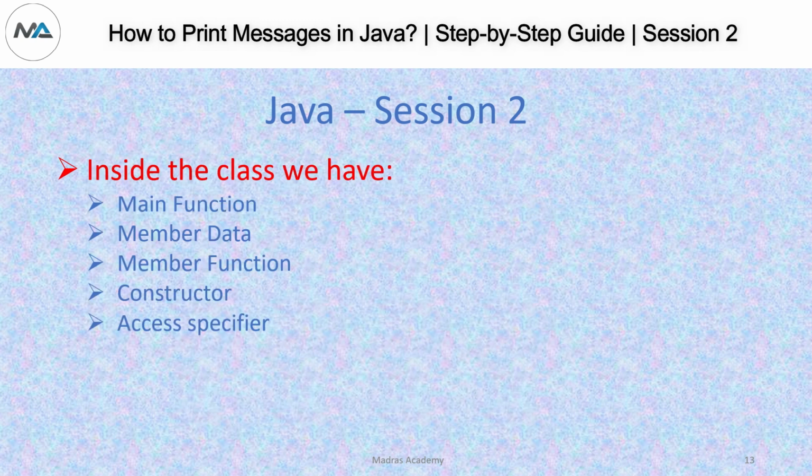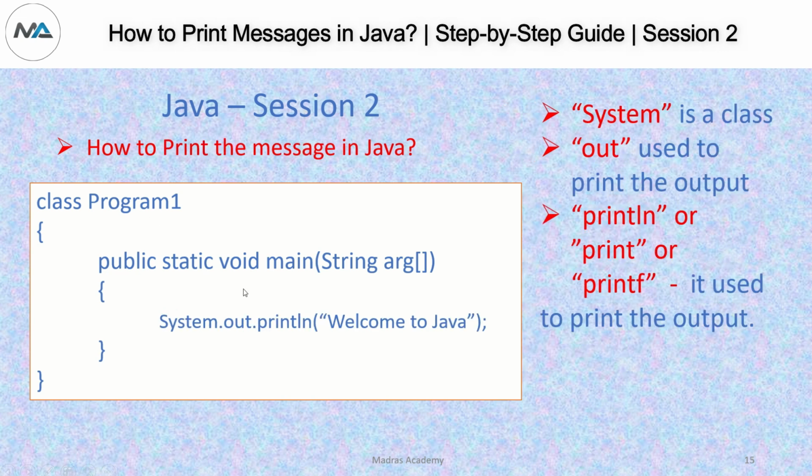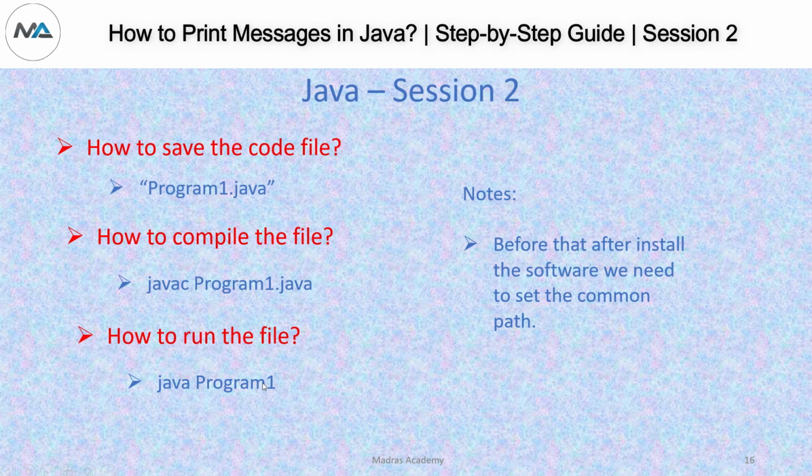Where you wrote the main function, using that class name you have to run the program, then only it will display the output. So this is the procedure to save, compile and run. This is a command, and using this command I'm going to compile and run the program.